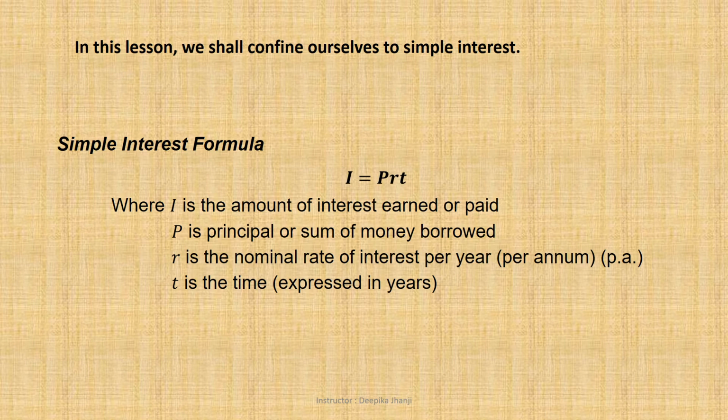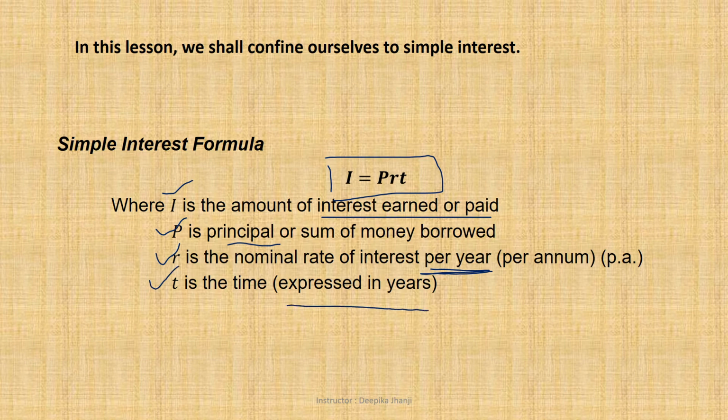Now, the formula to calculate simple interest is I equals PRT. Let's go over each letter. I stands for the interest earned or paid. P stands for the principal. R is the rate of interest per year, and it is always converted into decimals by dividing by 100. And then T is the time, and this is always expressed in years.